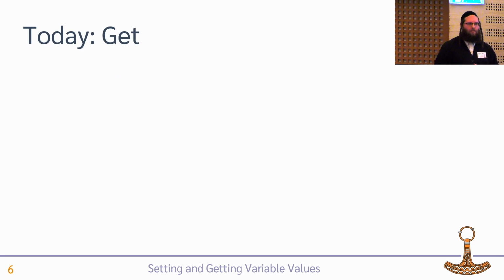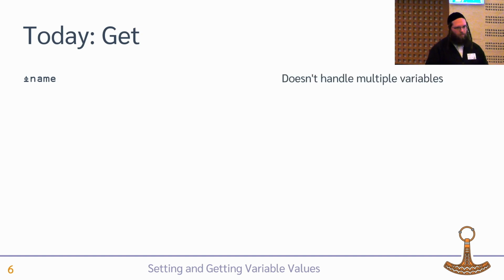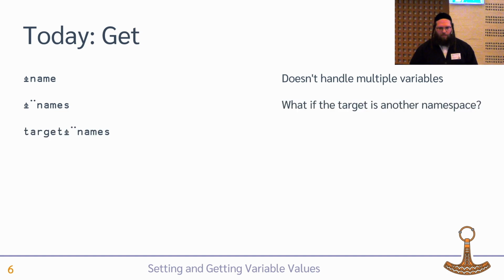What about getting the value of a variable? If you have the name in a variable and you want to get that, so of course you just apply execute. That doesn't work again if you've got multiple variables. But each to the rescue, except in a different namespace.